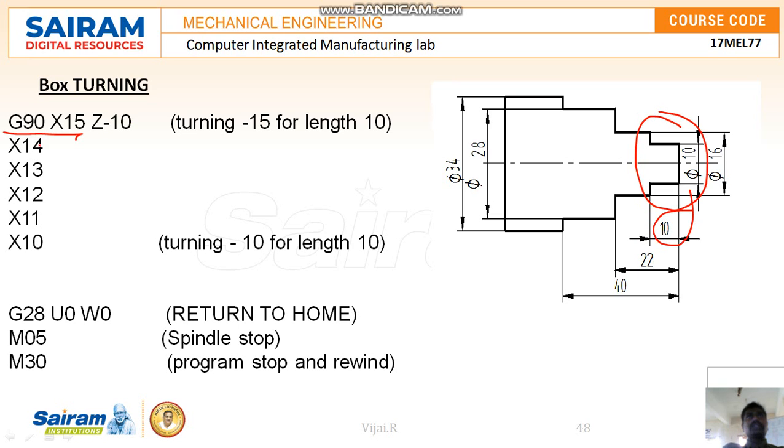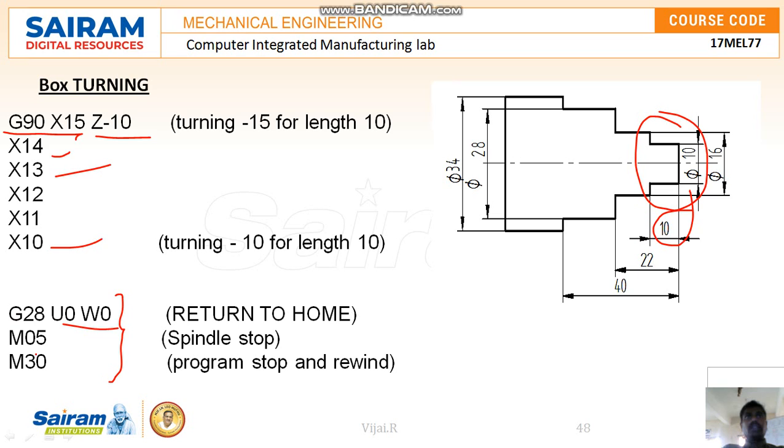This is what we are going to do first, and once it is done, we are going to finalize with G28U0W0. That is the home position, and stop the spindle. Imagine that the spindle is already rotating, so we have to stop the spindle. Then we have to stop the program by using M30. This is how we are going to write a program.